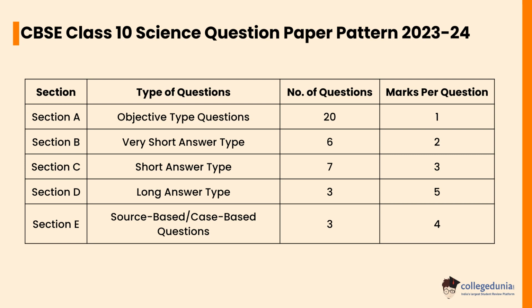Section C, Short Answer Type, consists of 7 questions with 3 marks per question. Section D, Long Answer Type, consists of 3 questions with 5 marks per question. Section E, Source-based or case-based questions, consists of 3 questions with 4 marks per question.